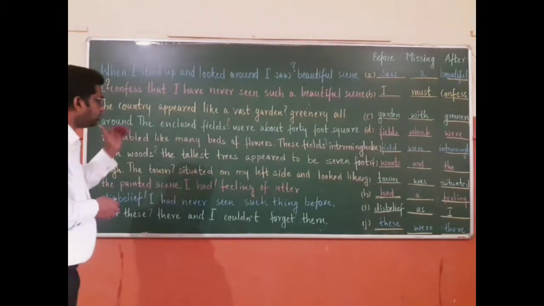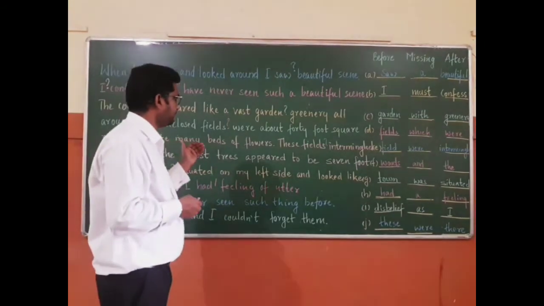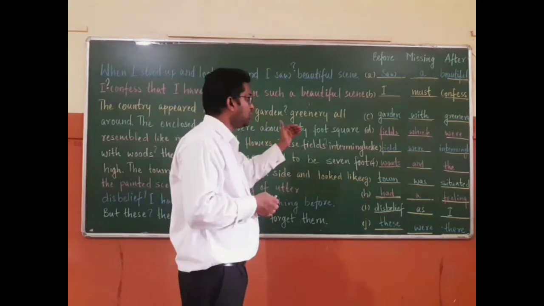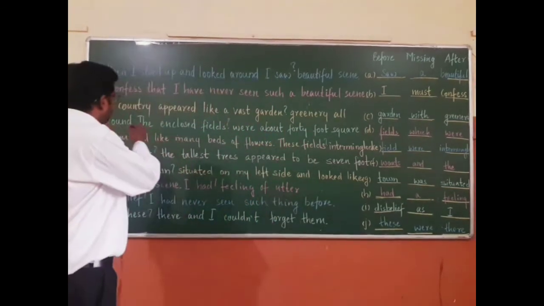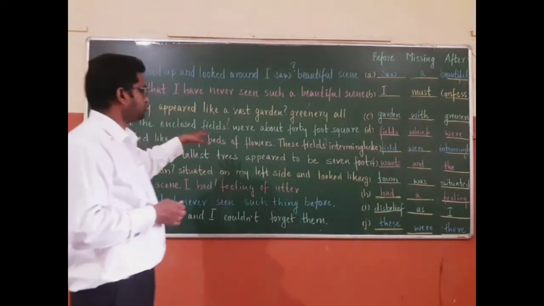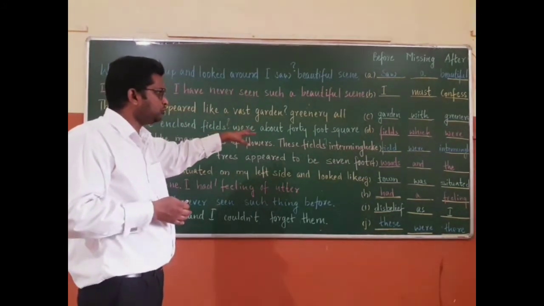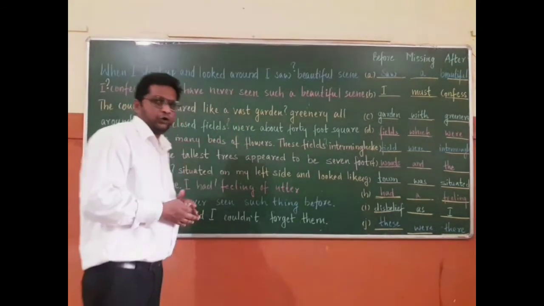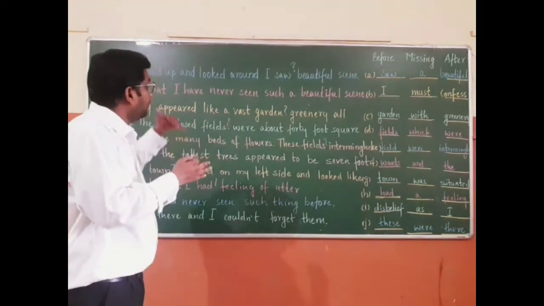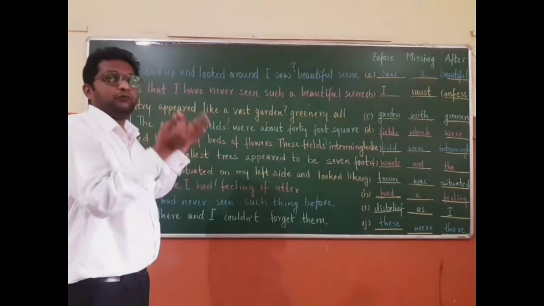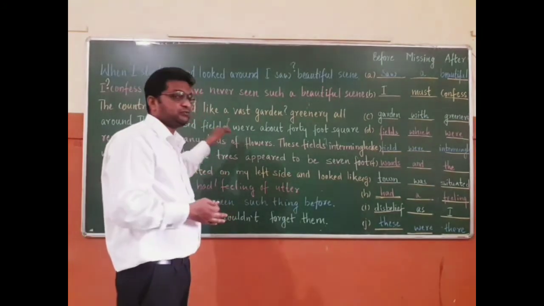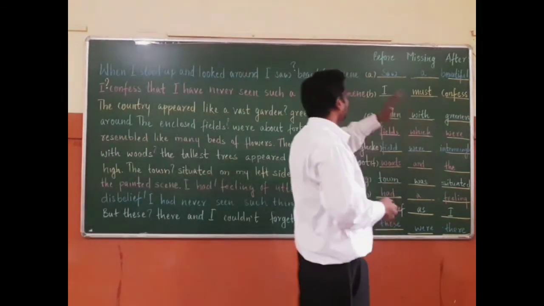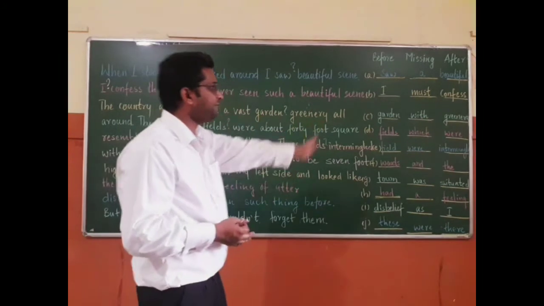See the sentence 4. Around the enclosed fields were about 40 foot square. Now as you go through this line, the enclosed fields were about. There is something missing in between fields and were. It's simply fields which were. So which is the word that is missing between field and were. Therefore we have written which here, with field before and were after.